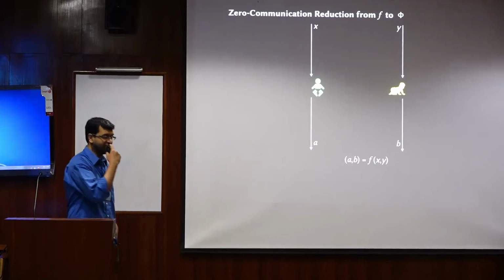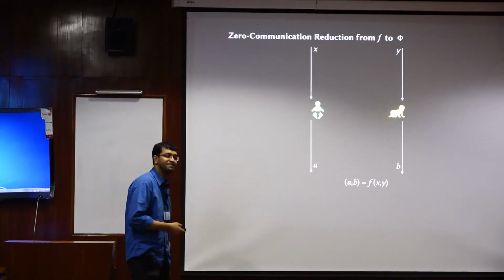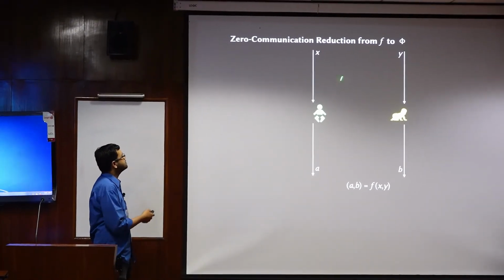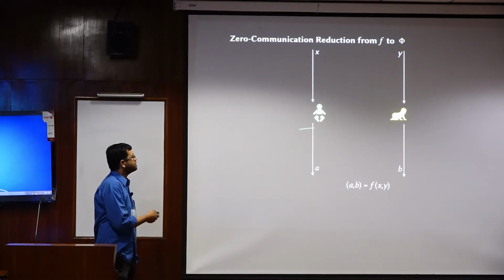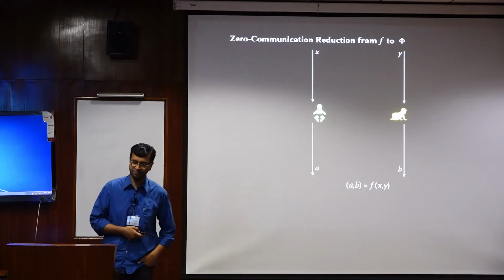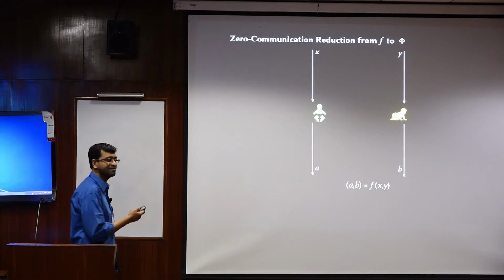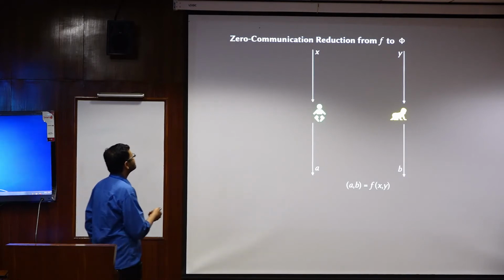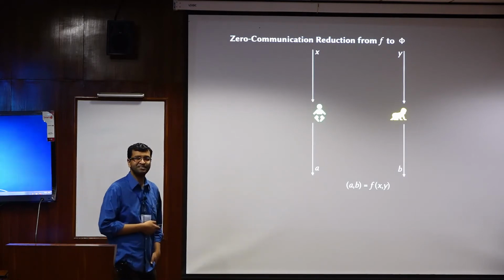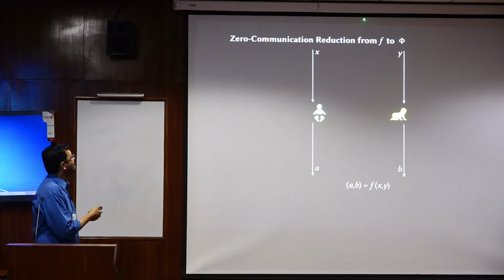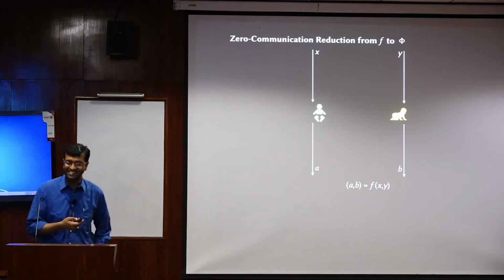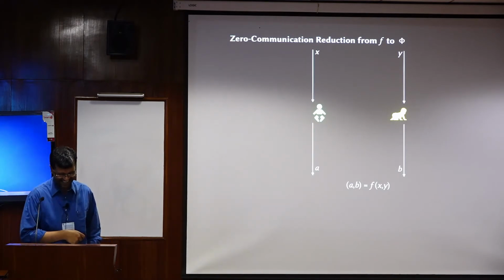Okay, so maybe I'll start off by jumping into the definition a little bit. Think of two parties, Alice and Bob, who don't talk to each other, maybe because they can't speak yet, and so they don't communicate, and they want to compute a function.